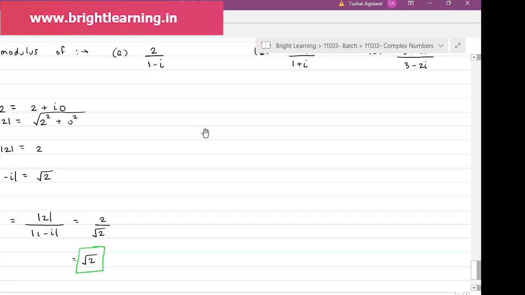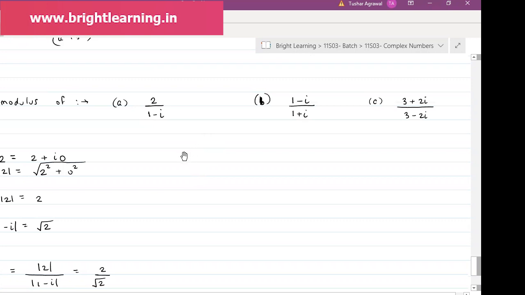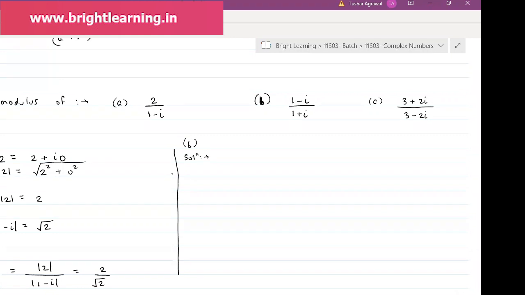Second, solution of the B part, what is the modulus? Sir, one scroll up, sir.